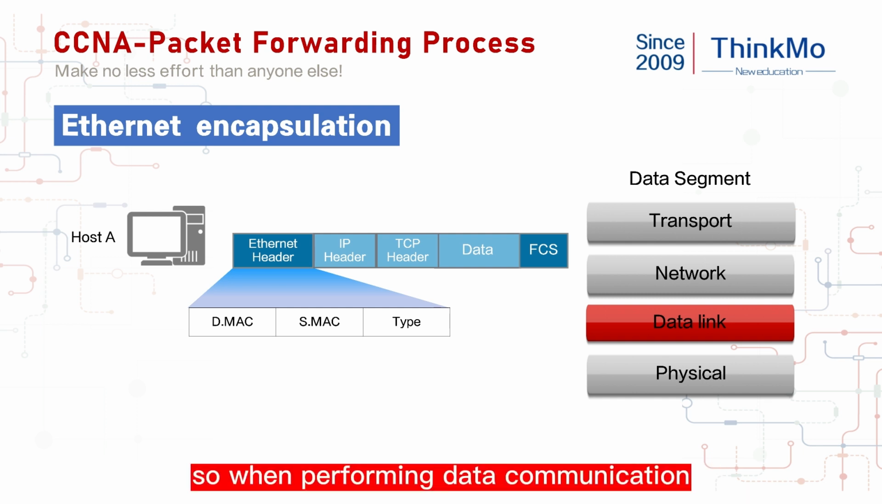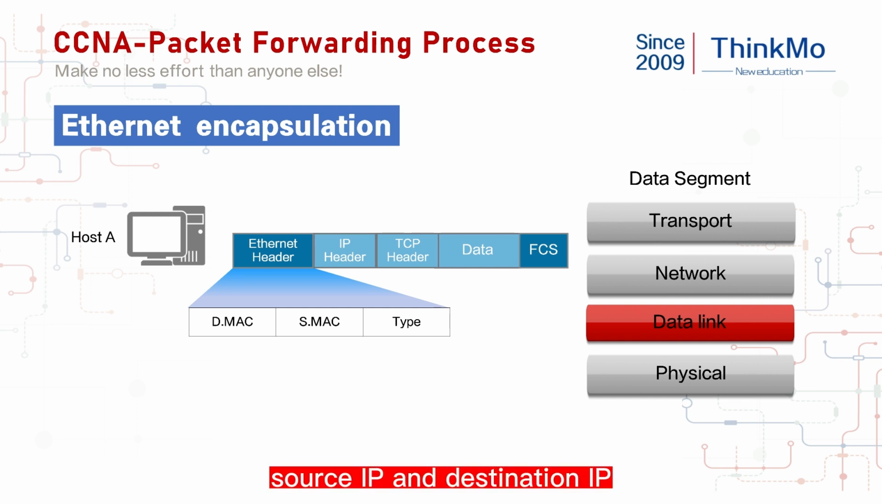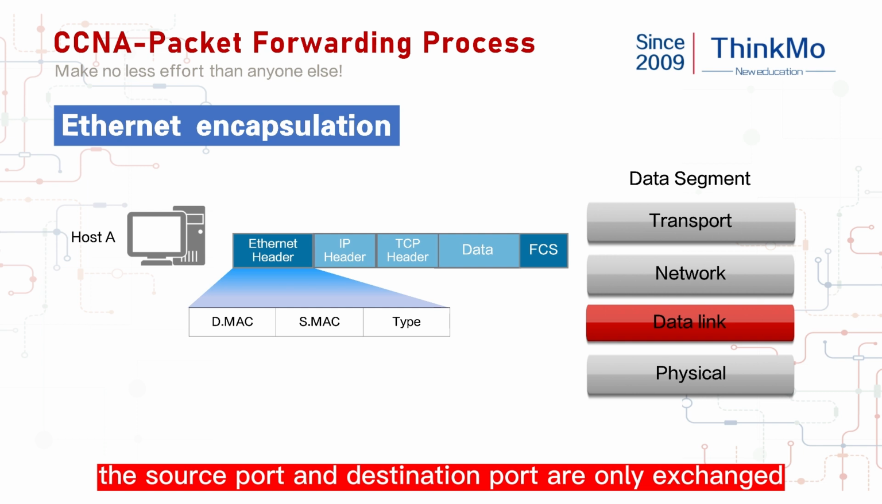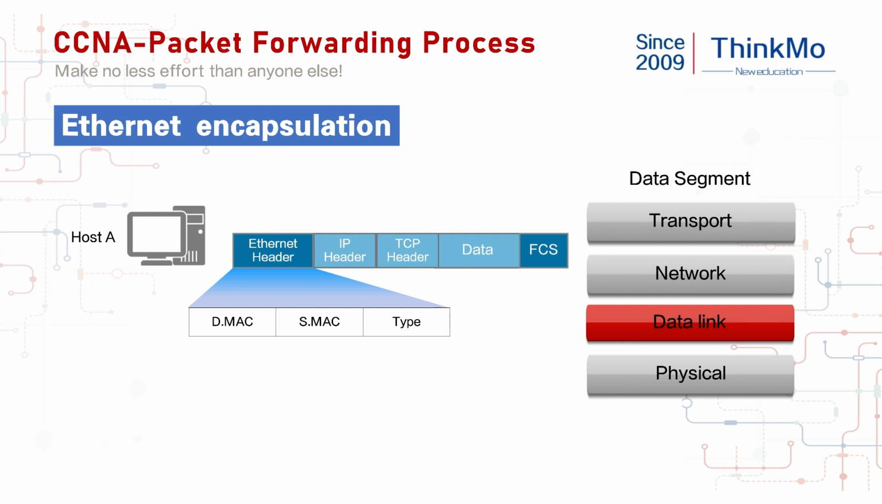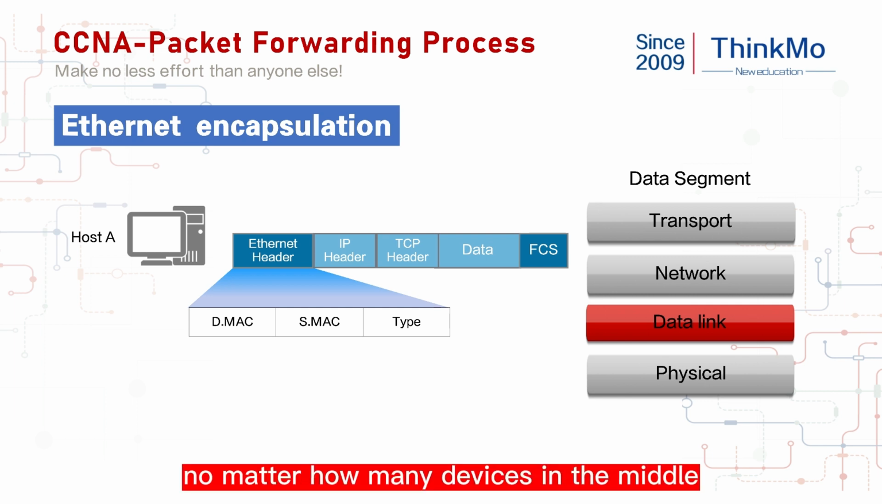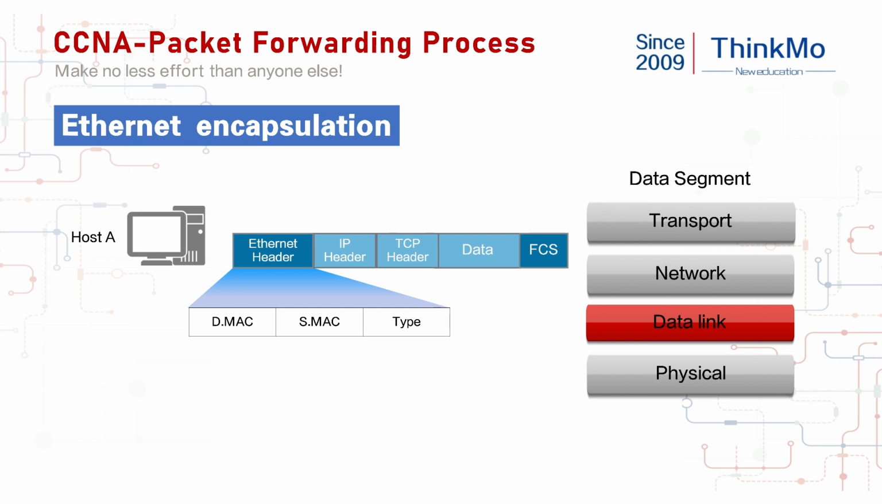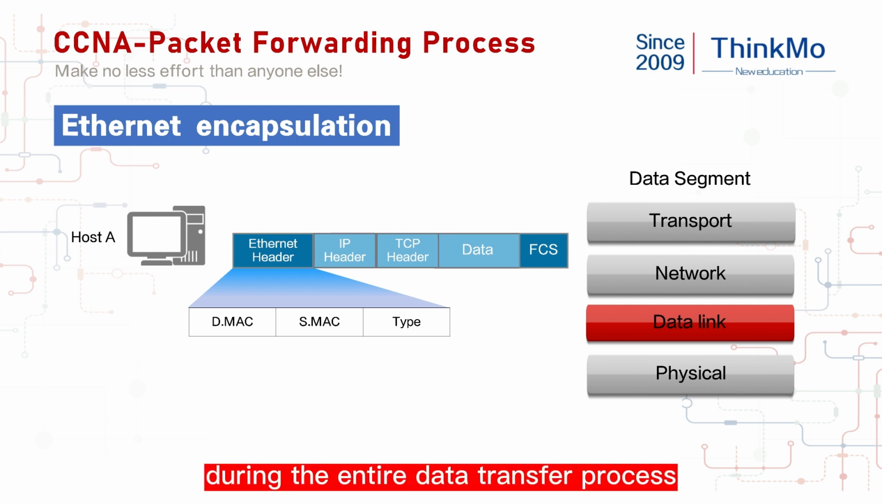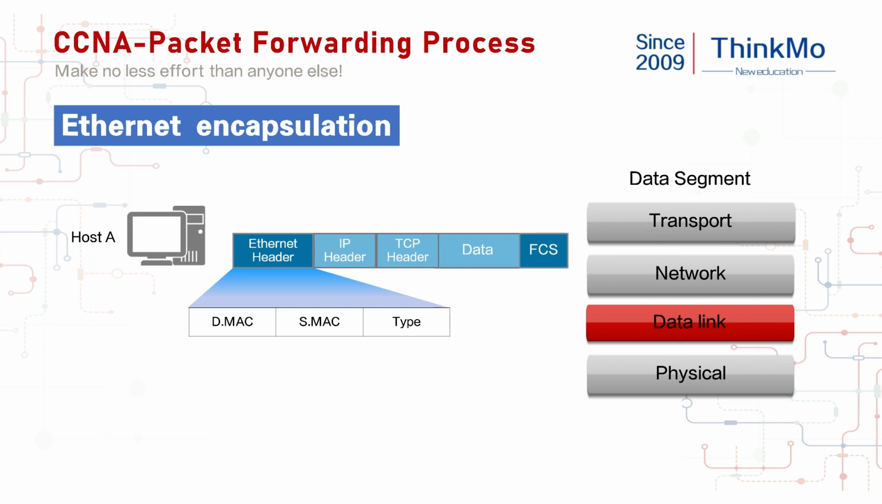So when performing data communication, the source IP and destination IP, and the source port and destination port, are only exchanged, but not modified, including forwarding through however many devices in the middle. It cannot be modified during the entire data transfer process. The port number will not change.